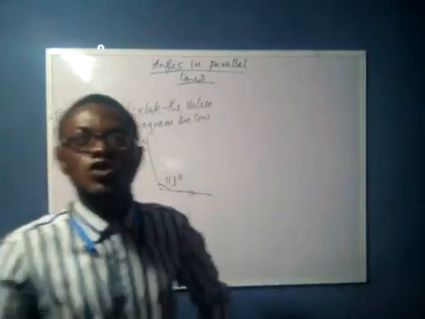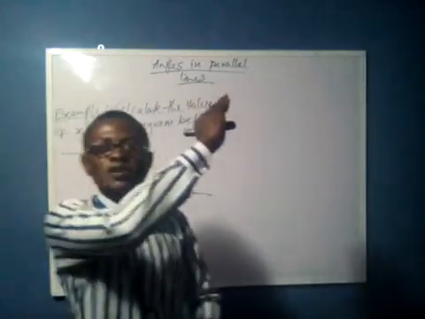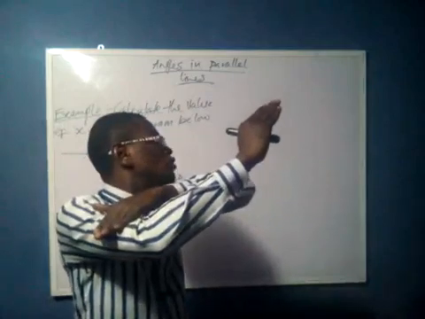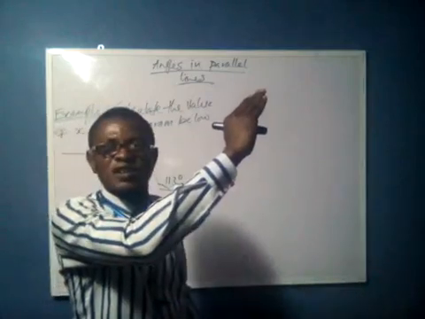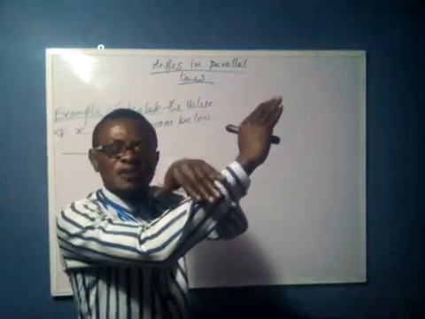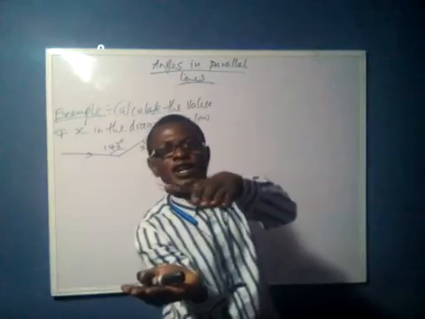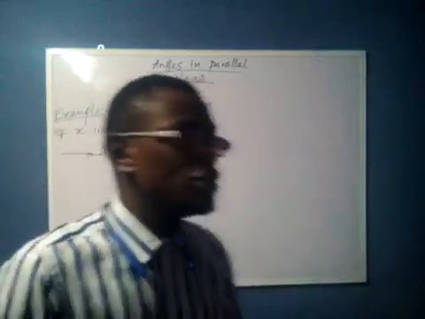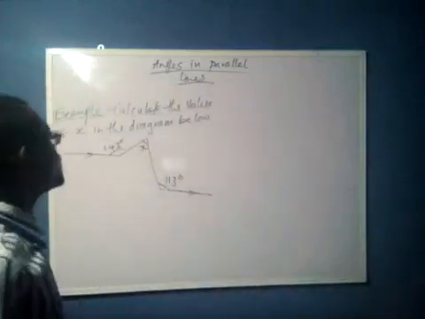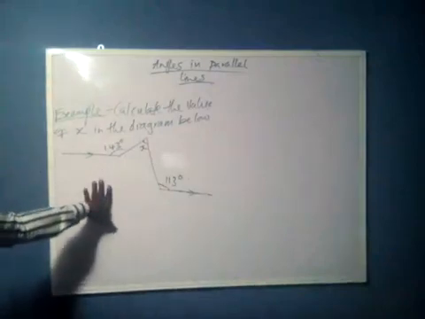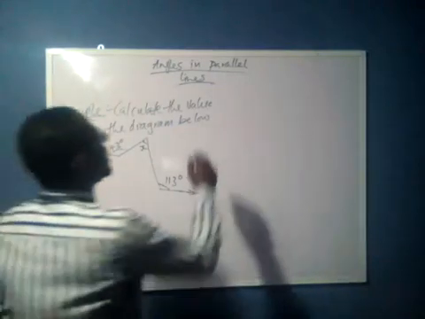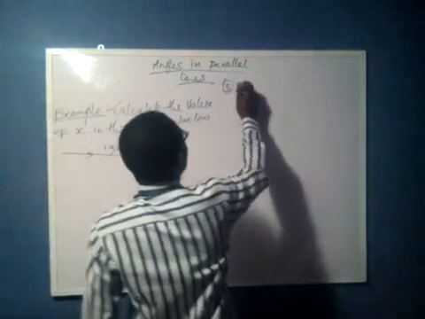Then we looked at corresponding angles. Corresponding angles are formed on the same side of a transversal but on different parallel lines. So those are corresponding angles. So the last one before we dive into this example, before we solve this problem, the last one we're going to be looking at is what we call allied angles.